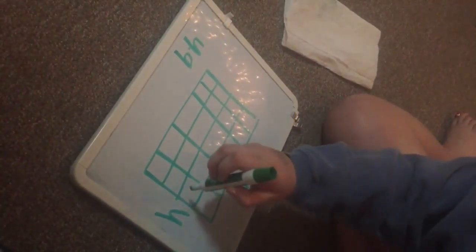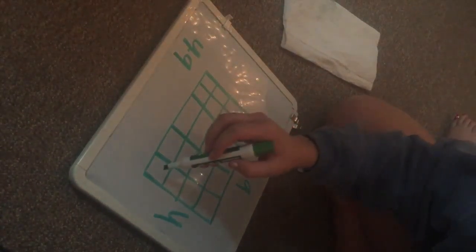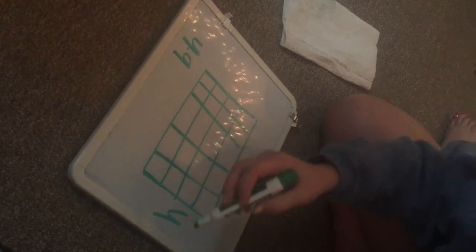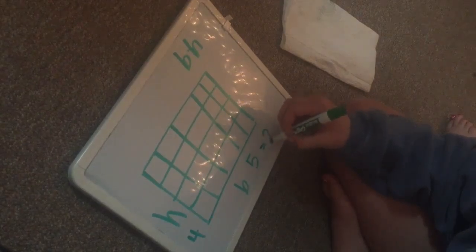Otherwise, we can just count the number of squares that are inside of this. So in this example, it would be 1, 2, 3, 4 squares for the height and 1, 2, 3, 4, 5 squares for the base. So the area of this example triangle would be 4 times 5 equals 20. And we can also get this by counting the number of squares that are inside.